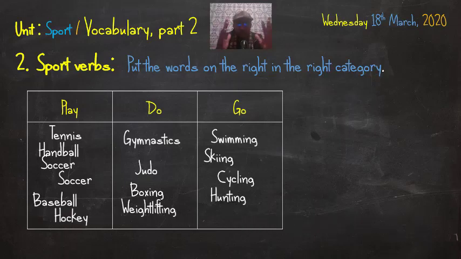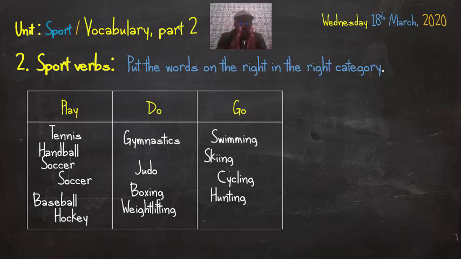Now, let's observe right now the point of intersection between all the words within each category. What is the point of intersection between the words within each lexical category? Let's start here with play. We got here, I play tennis. I play handball. I play soccer or football. We say soccer or football. I play baseball. I play hockey.